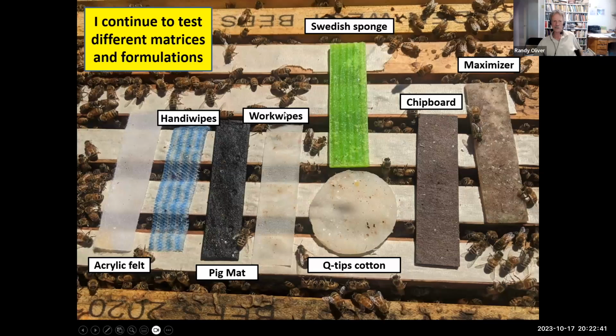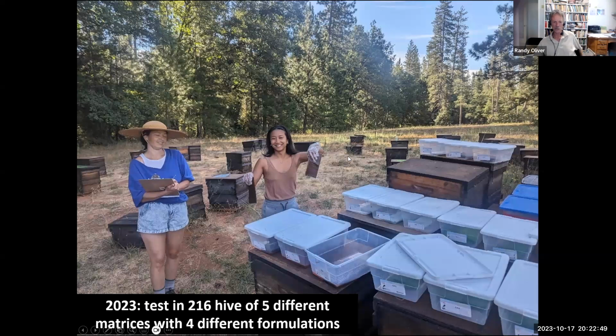So I'm continuing to test different matrices and formulations, ratios of oxalic to glycerin, or oxalic, glycerin and water. This is our trial from 2023. Here are Brooke and Rose, two of my assistants. We used 216 hives in this trial. We had to find non-mite-resistant hives to do that. That was really hard, coming up with the 216. We tested 18 different formulations.